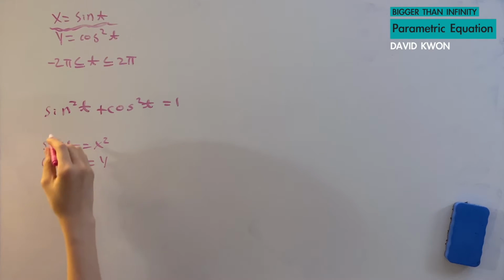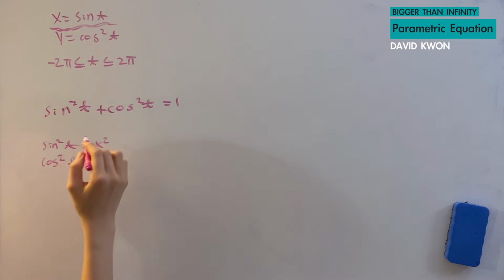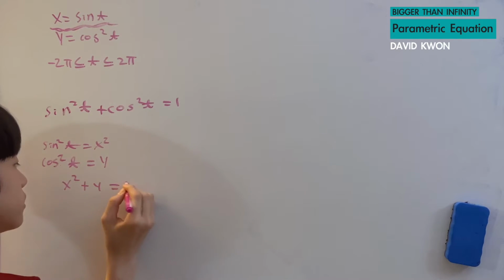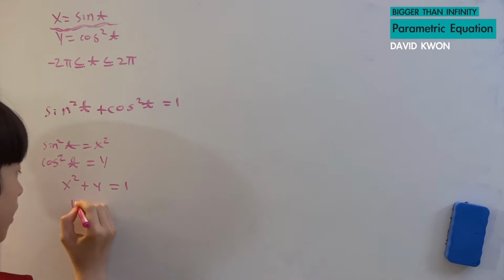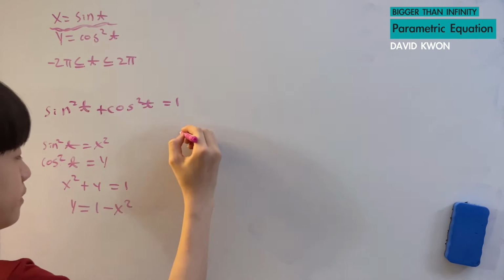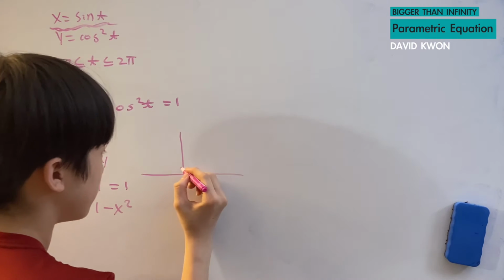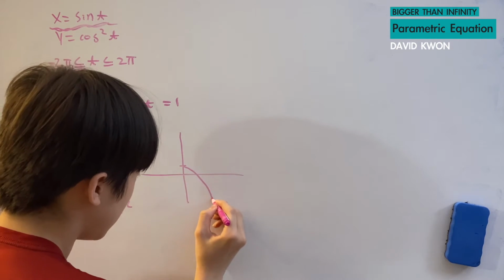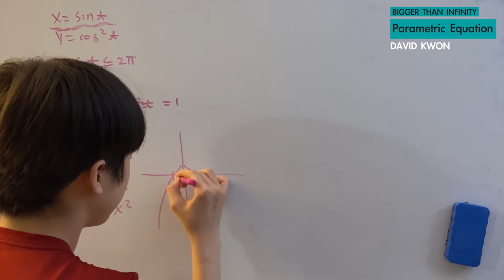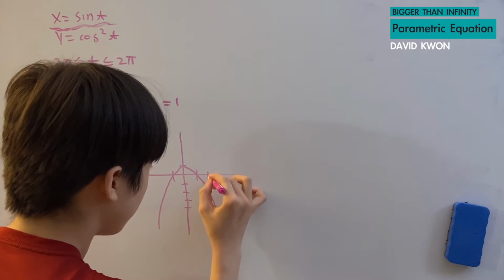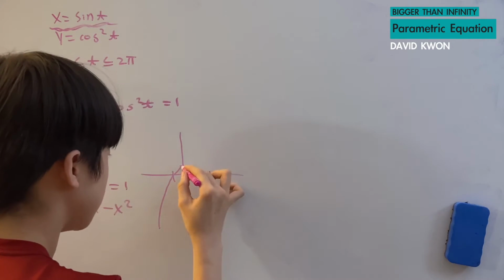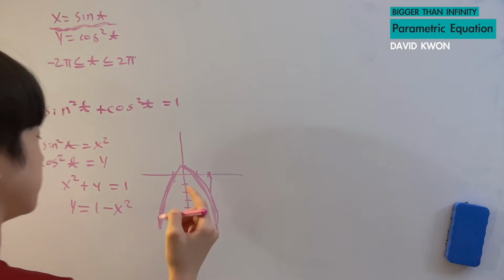Now, since this plus this is equal to 1, x squared plus y is equal to 1, or y is equal to 1 minus x squared. We know how to draw this. That's very easy. That is just one unit up, but upside down x squared. It looks like this. I didn't draw it perfectly, but please understand.